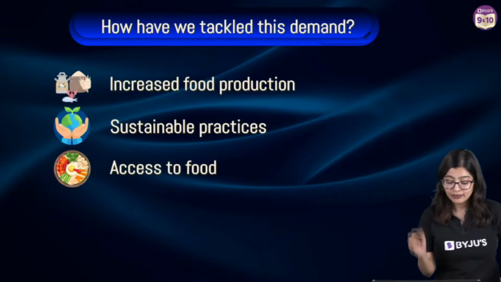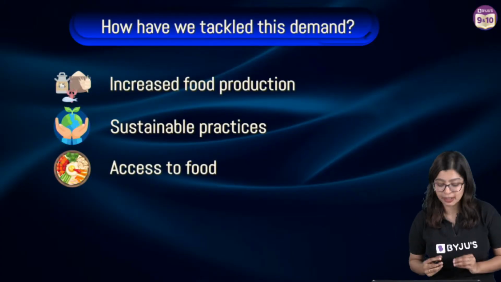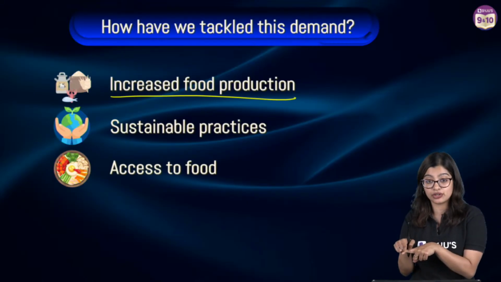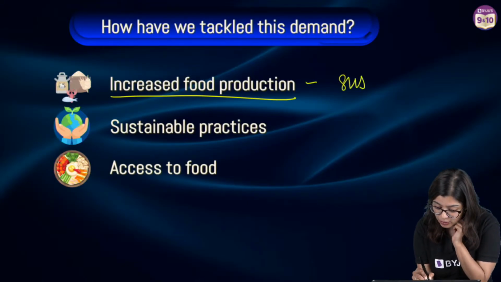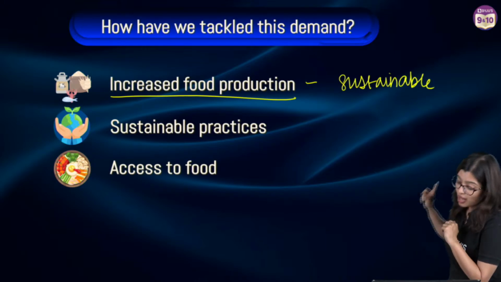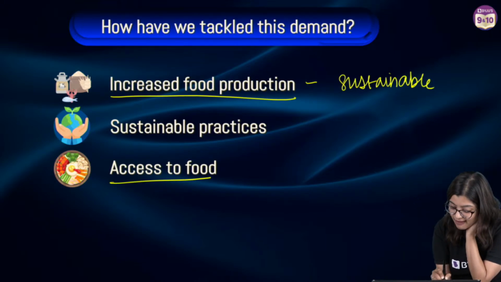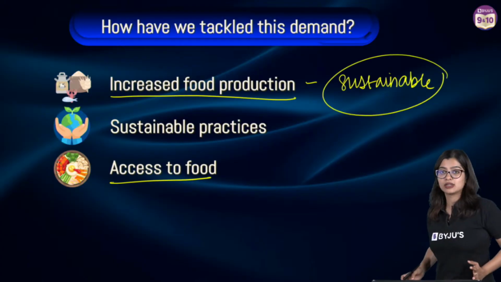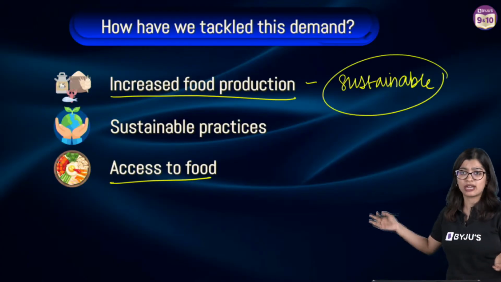Which is why there are these issues that we will learn about. We need to increase food production, but we cannot overuse our natural resources, which means that I need to be sustainable. I need to have sustainable practice. Now, along with this, I need to have access to food. Imagine I came up with some sustainable practice, but it's too expensive for me to use.